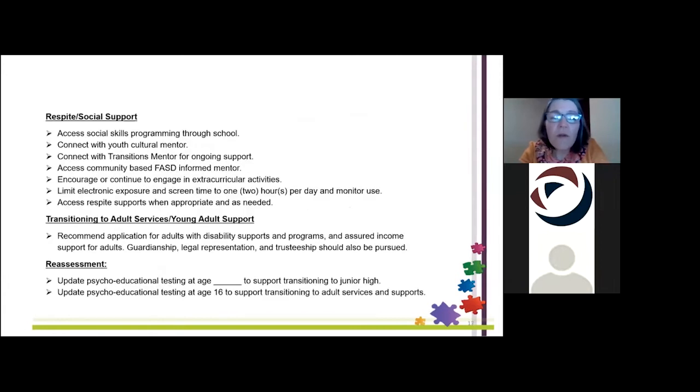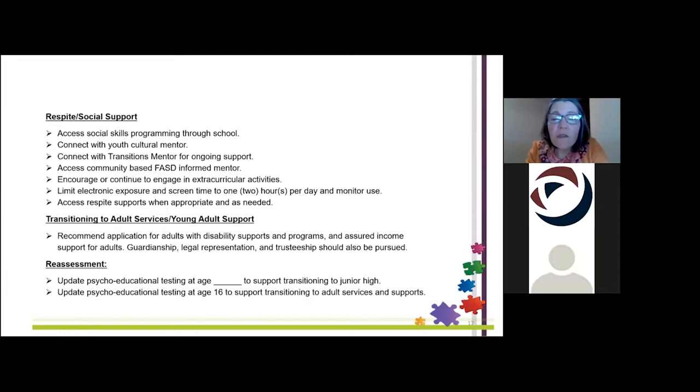Respite and social support is also a key recommendation. It can cover the details that are listed under that section, particularly when accessing respite supports, connecting with transition mentors, youth cultural mentors, and programming that might be available.